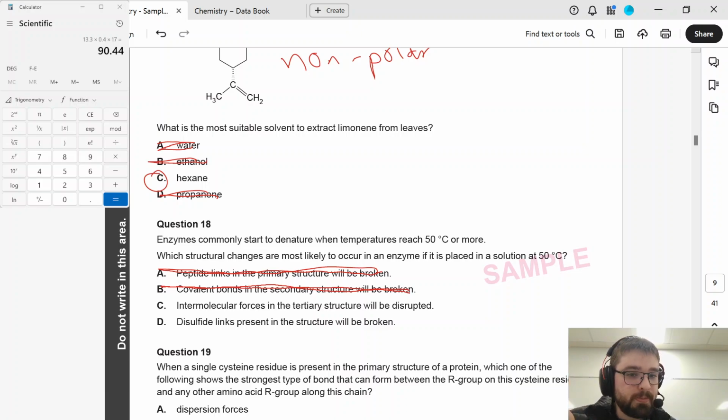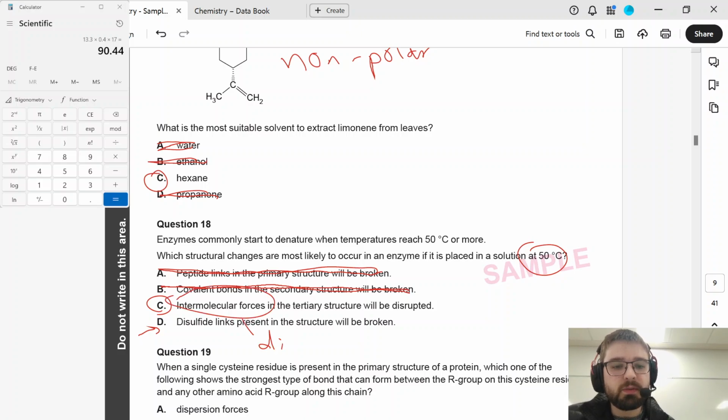Intermolecular forces in the tertiary structure will be disrupted. That seems pretty good. Disulfide links present in the structure will be broken. They are part of the tertiary structure, but they'd probably be more stable there. So remember, disulfide links are a covalent bond, so I would expect them to be more stable, especially at 50 degrees. So in terms of things that would start to break, these would be the ones that are first. So they're referring to the disulfide links as kind of intramolecular, even though technically they're all forces that are within the same molecule. Intermolecular we're still using to broadly categorize as dispersion, dipole, and hydrogen bonds.